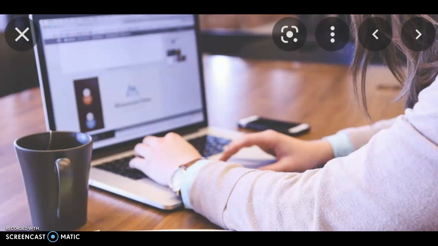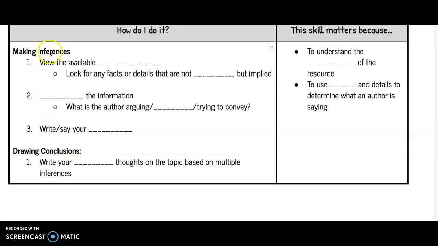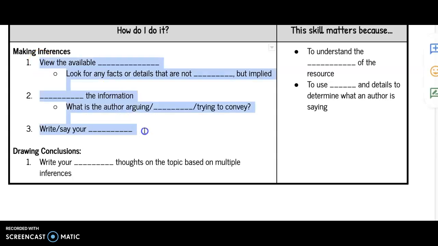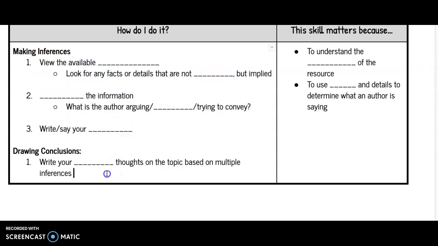And then number three, you will write or say your inference or your educated guess, depending on the task at hand. Finally, after you make your inferences, then you're going to draw your conclusions. And that means that you'll write your final thoughts on the topic based on those inferences. Remember that when you're writing your final thoughts, it doesn't mean that you're repeating your inference and what you already said. You are expanding on that idea and providing a final thought of yours.